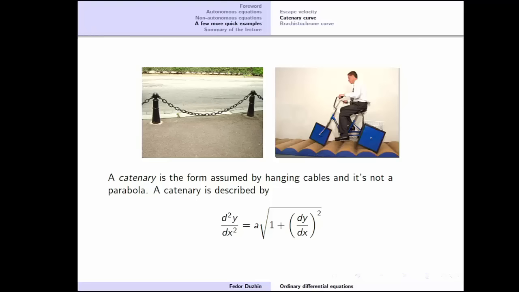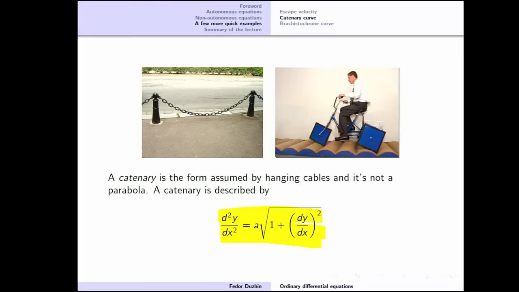A catenary curve is described by a certain differential equation. So here is the differential equation. Notice that this differential equation is, strictly speaking, a second order differential equation. But if you introduce a new variable, say, so notice that it doesn't have either x or y itself, right?